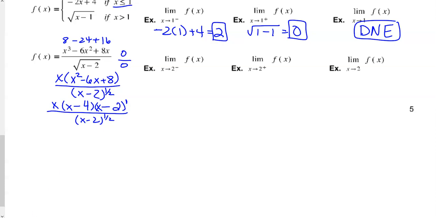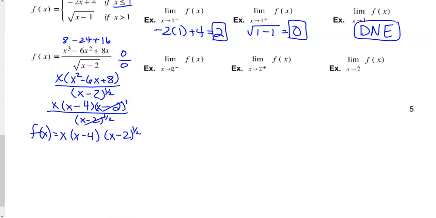Now, notice here that's actually a power of 1. I could cancel a 1/2 into 1 by subtracting those exponents of common bases. So I'm going to cancel this into this and leave me with 1/2. 1 minus a 1/2 leaves me with a 1/2. And so my final function that I want to look at for my limits to plug 2 in is this guy right here: x times x minus 4 times x minus 2 to the 1/2.